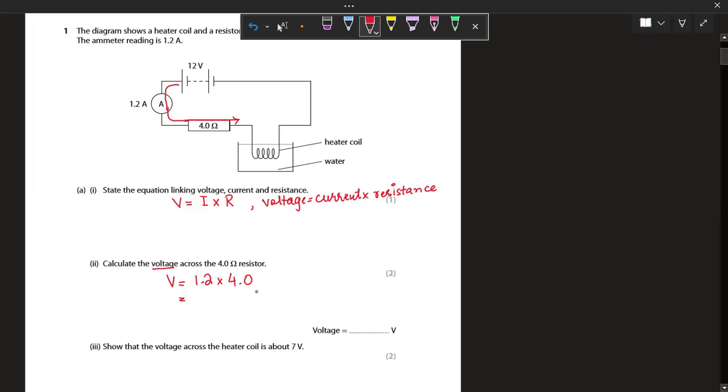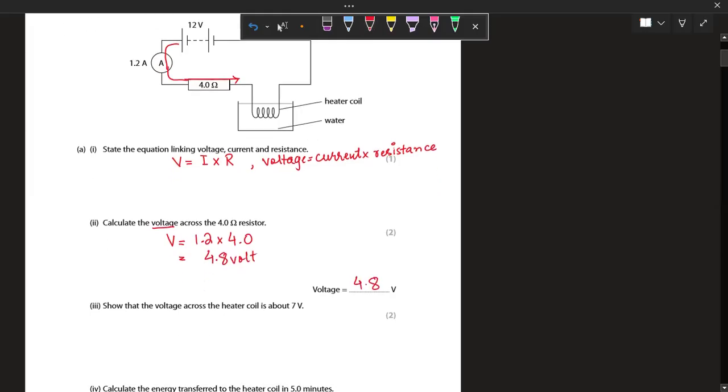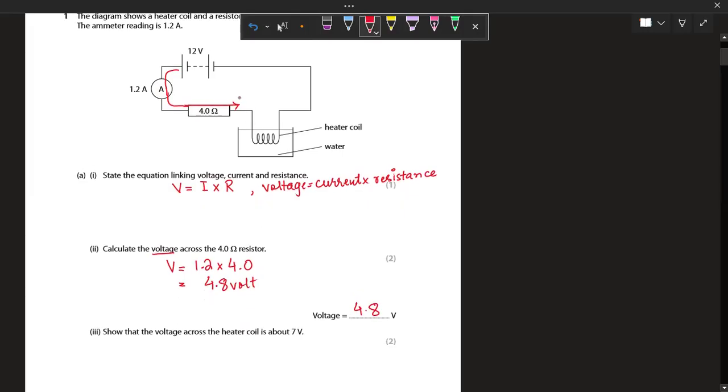So what are we getting? 1.2 times 4, it's going to be how much? 4.8 volts, right? So 4.8 volt. Now show that the voltage across the heater coil is 7 volt. Is the heater connected in series? Yes, the heater is connected in series.